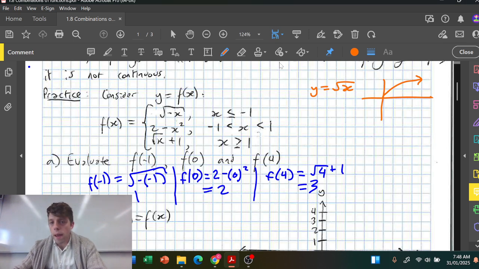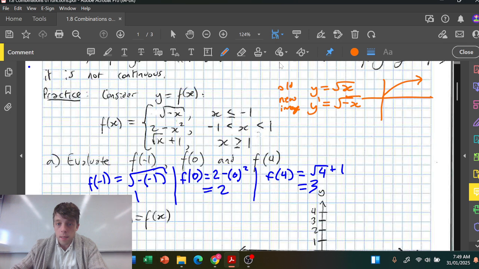Now what we have here is just the basic form of the square root function, but what we want to draw is y equals the square root of negative x. This is what we call the image, so it's like this basic function that's had a transformation. Let's say this is the old function, this is the new function, or the image of the function. I'm going to denote it using these little lines here.